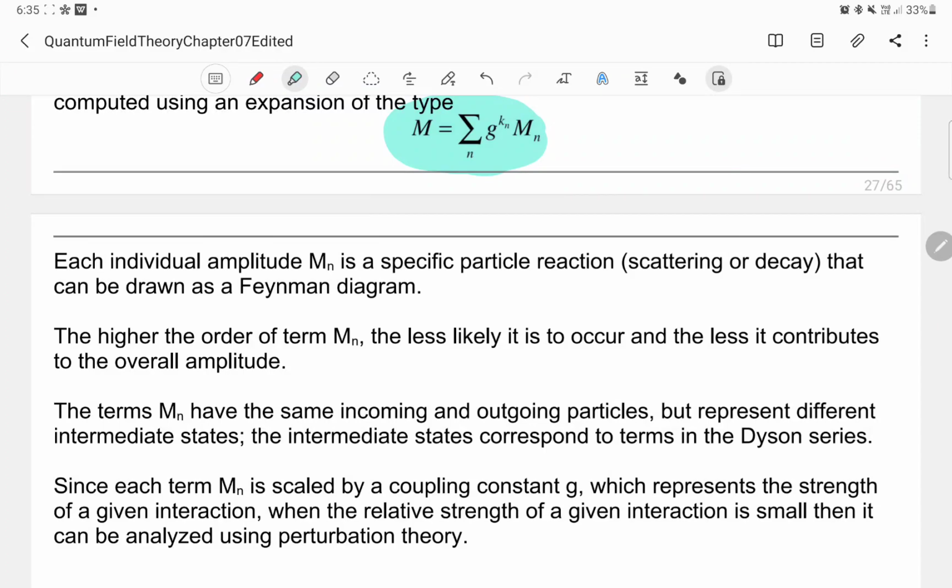Each individual amplitude Mn here is a specific particle reaction. It could be scattering or decay, and of course it's represented by a Feynman diagram. The higher the order of Mn, the less likely it occurs and the less it contributes to the overall amplitude. The Mn here have the same incoming and outgoing particles, but represent different intermediate states. The intermediate states correspond to the terms in the Dyson series.